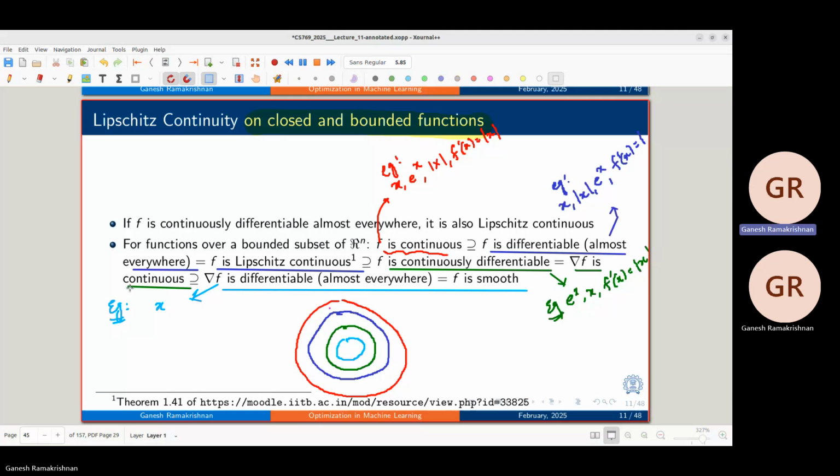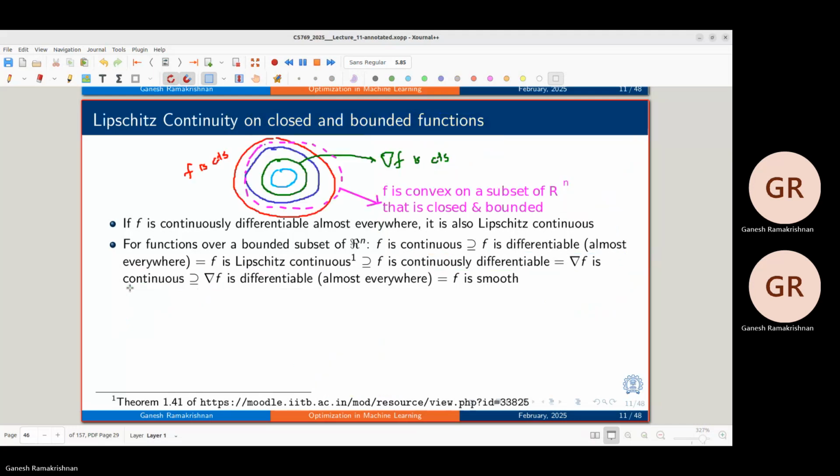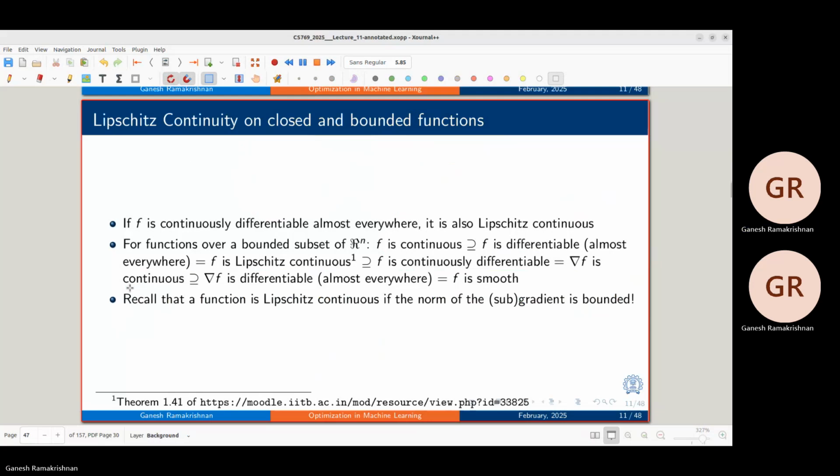Okay, anything else? So this is the relationship. What I want to do is leave you with a very important homework problem. One more point. Recall that a function is Lipschitz continuous if the norm of the subgradient is bounded. We have already done that. Lipschitz continuity was in terms of the norm of the subgradient being bounded. So that subgradient connection is also brought up.